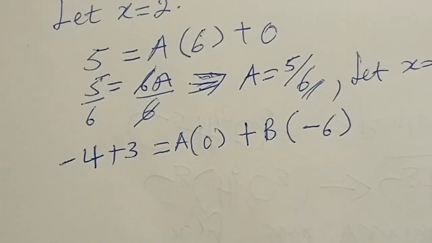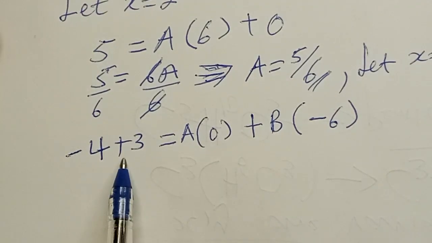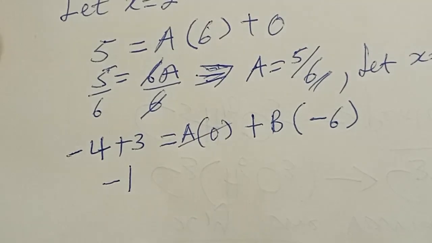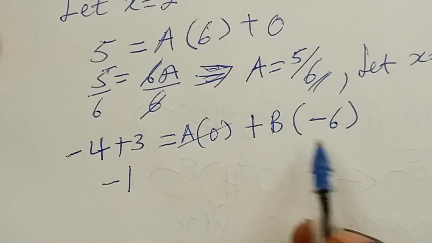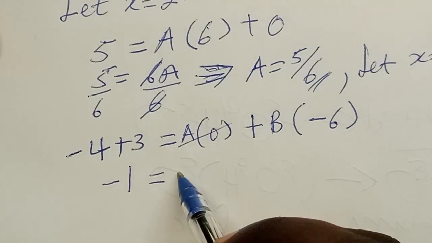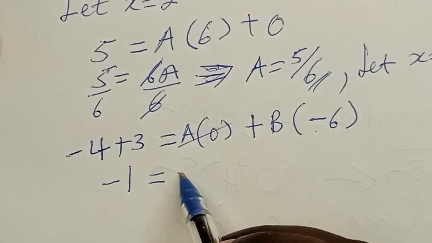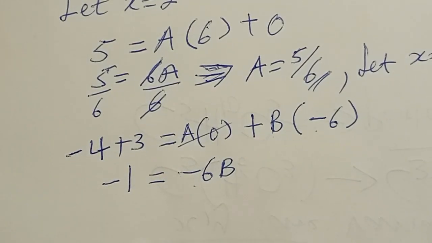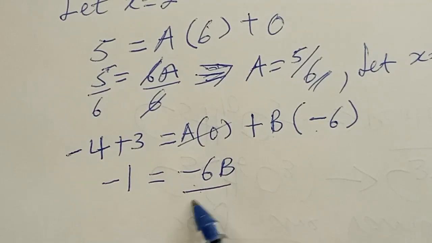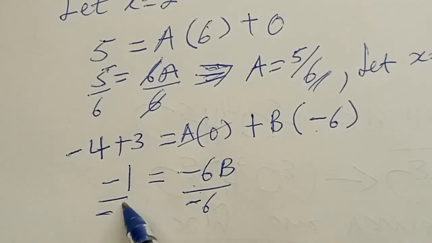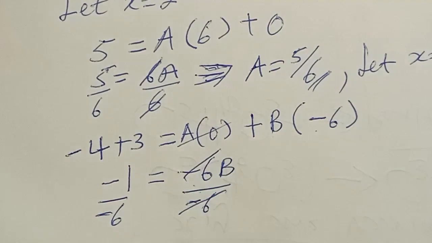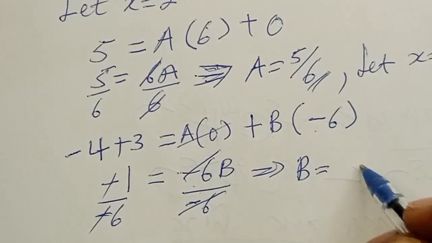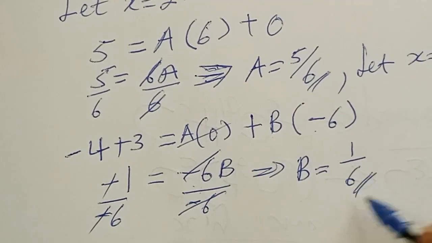So now we are left with minus 4 plus 3 is equal to minus 1. This one is 0, that is a times 0 is 0. Then it will be equal to minus 6b. Therefore, to get the value of b, we need to divide both sides by minus 6. And if we do that, this minus 6 will take off this minus 6, this minus will take away this minus. And this is going to give us that b will be equal to 1 over 6.